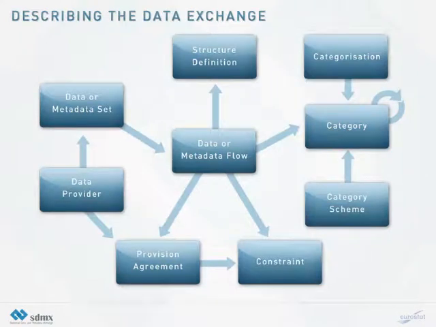The SDMX information model consists of formal objects to model statistical data and metadata. The data set or metadata set, which conforms to the rules of a data or metadata flow. The data flow or metadata flow, which applies a specific data or metadata structure for data or metadata from multiple data providers. It can also be linked to categories in multiple category schemes. The data or metadata structure definition, defining the concepts' structure for data or metadata.